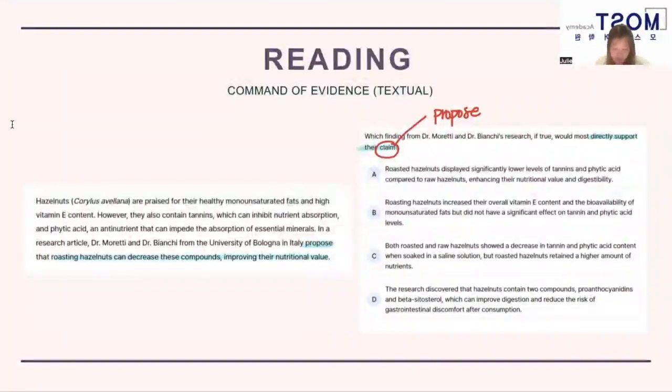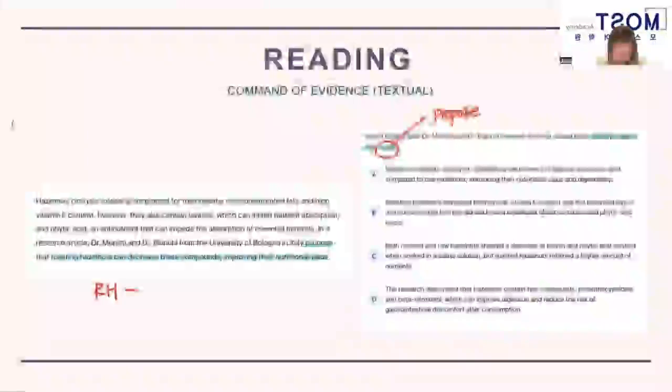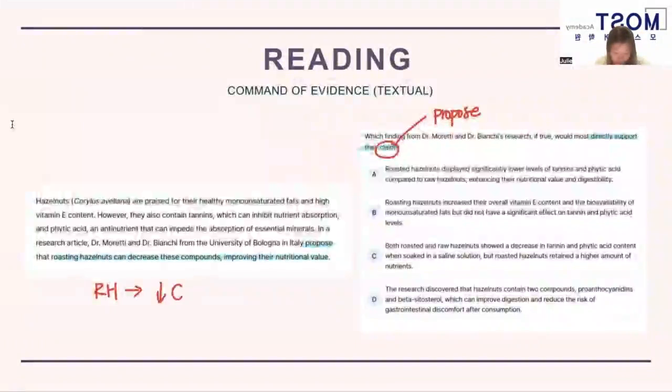Roasting hazelnuts can decrease these compounds, improving their nutritional value. So what I like to do is basically write this down in short form, because sometimes your memory retention is not going to be the best. So I would write this down, maybe roasting hazelnuts leads to decreasing the compounds, and that leads to improving the nutritional value. So this is the short form that I would personally write.